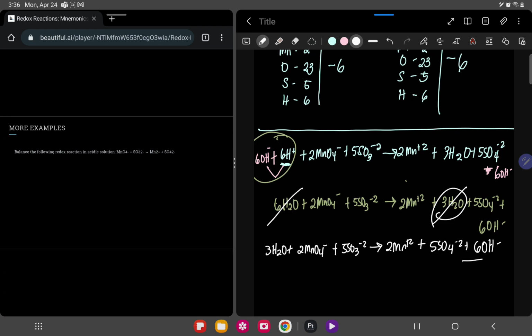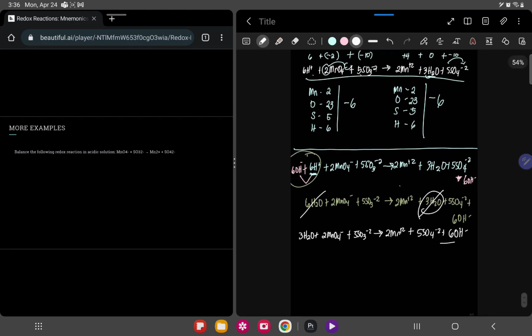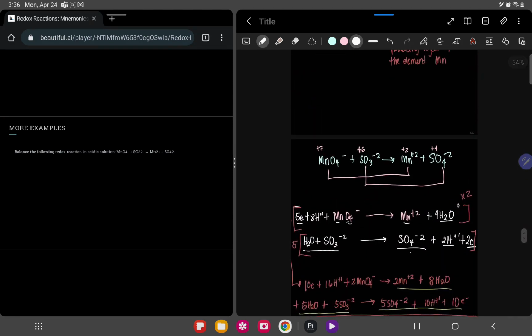So it's best to say that to balance an equation in a basic environment, you have to first balance the equation in an acidic environment. So that's the whole computation for it.